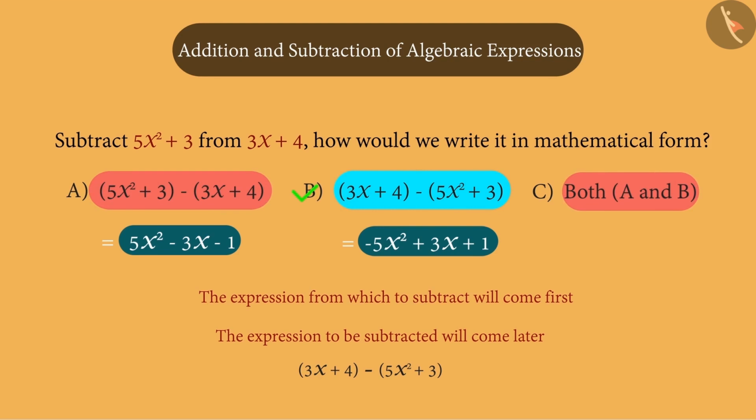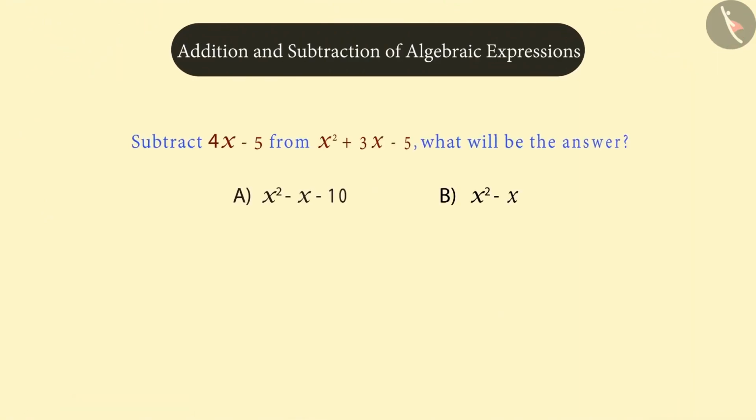Now let us look at the other misconception. Suppose I asked you this question. I give you two options. Which is the correct option? The correct option is B. Let's see why. This is the expression that will be subtracted. So, our first step would look like this.